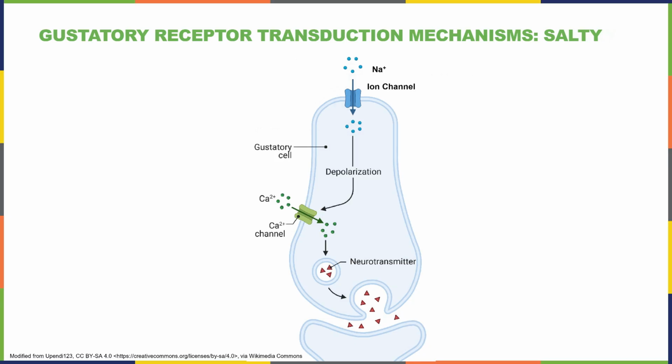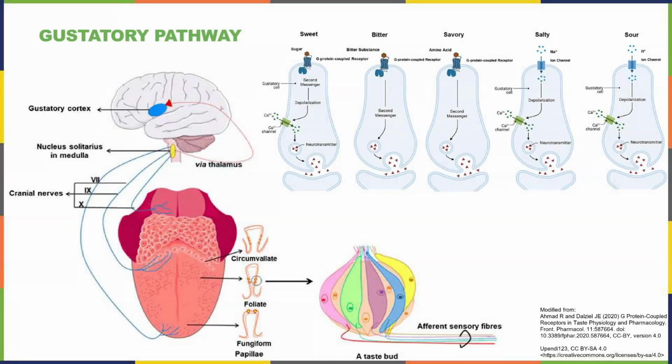For salty and sour, the mechanism is a little different. It's ion-based rather than receptor-based. The salty taste results from sodium ions entering directly through ion channels, depolarizing the gustatory receptor cell. Sour taste results from hydrogen ions entering through ion channels to depolarize the gustatory receptor cell membrane. Once these gustatory receptor cells release neurotransmitters, the afferent neurons carry the information toward the brain.